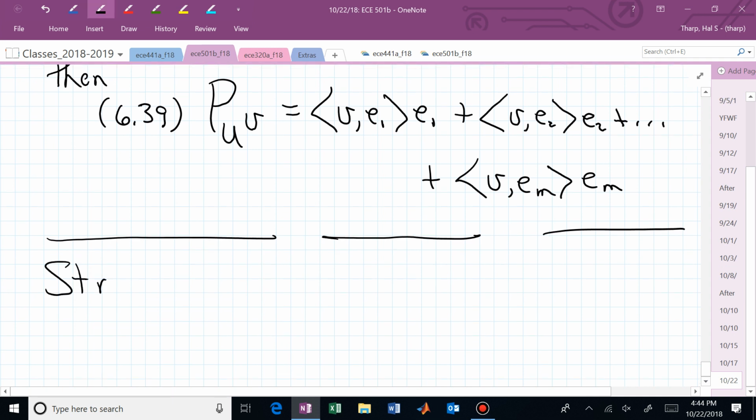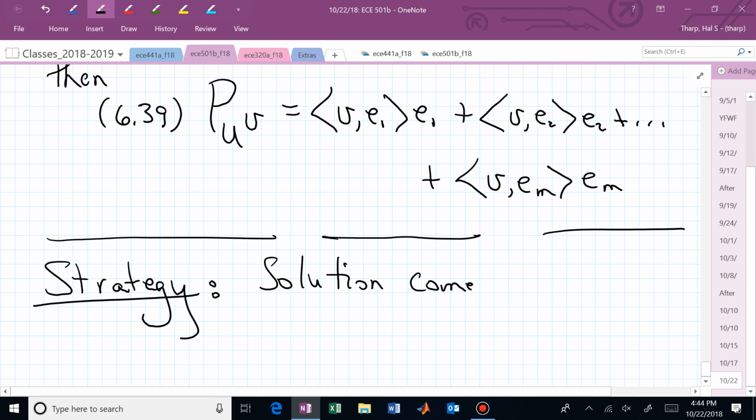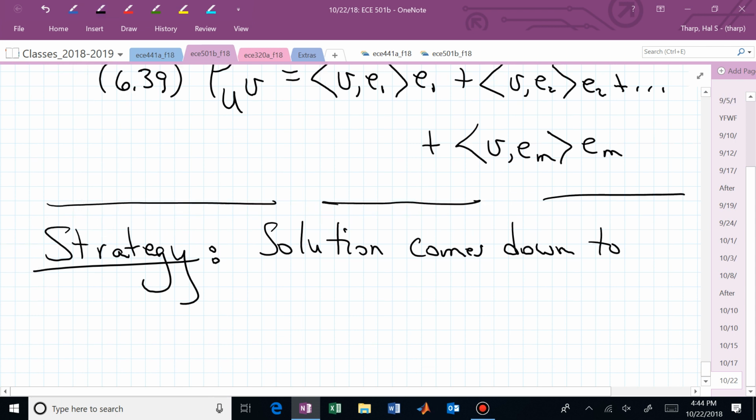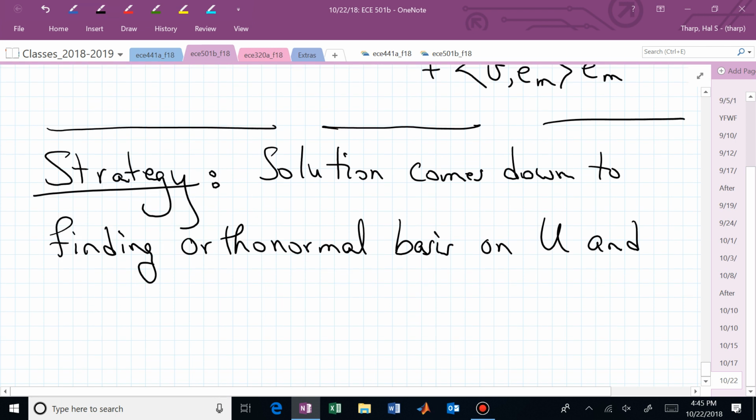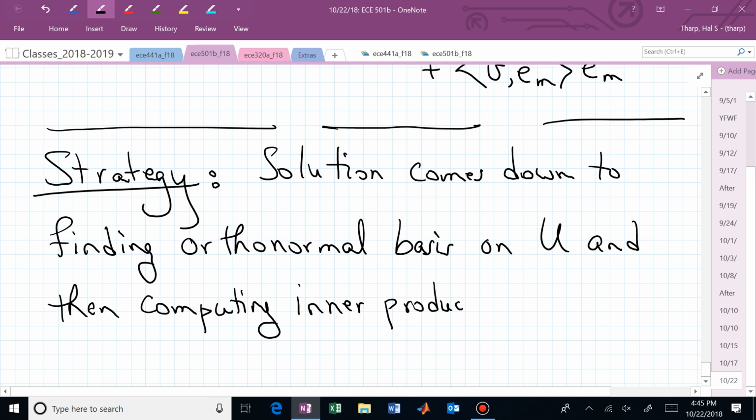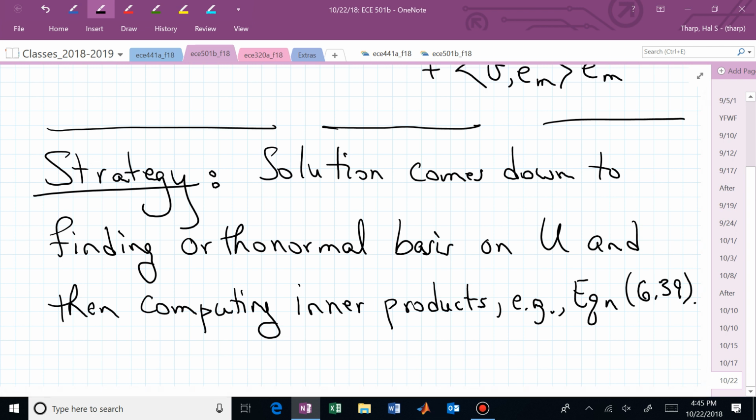So the strategy, this minimization strategy, is now the solution comes down to finding an orthonormal basis on our subspace U, and then simply computing inner products. There's a way to find the solution to minimization problems, is using orthogonal projection.